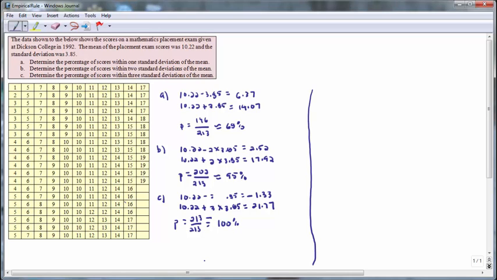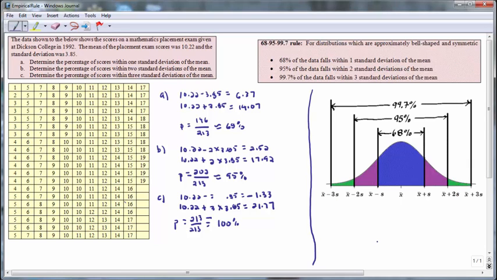So this leads to the principle then called the 68, 95, 99.7 rule. The 68, 95, 99.7 rule states that about 68% of the data falls within one standard deviation of the mean, 95% of the data falls within two standard deviations of the mean, and nearly all of the data, 99.7% of the data, falls within three standard deviations of the mean, as you can see illustrated in the diagram.